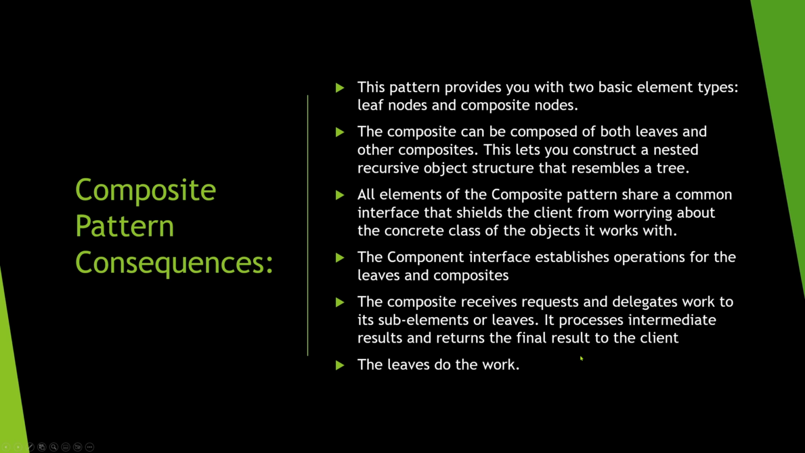Composite pattern consequences. This pattern provides you with two basic element types, leaf nodes and composite nodes. The composite can be composed of both leaves and other composites. This lets you construct a nested recursive object structure that resembles a tree. All elements of the composite pattern share a common interface that shields the client from worrying about the concrete class of the objects it works with.